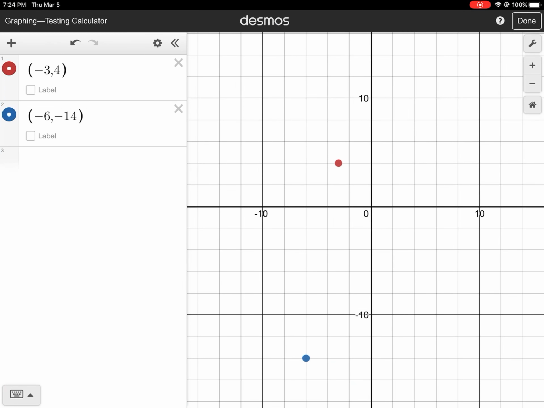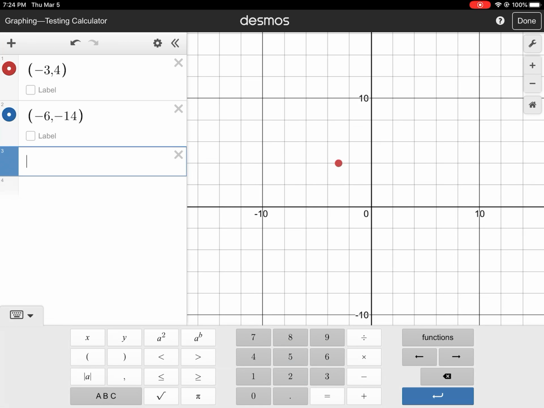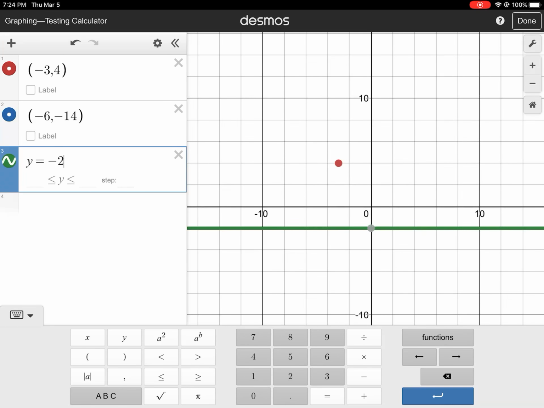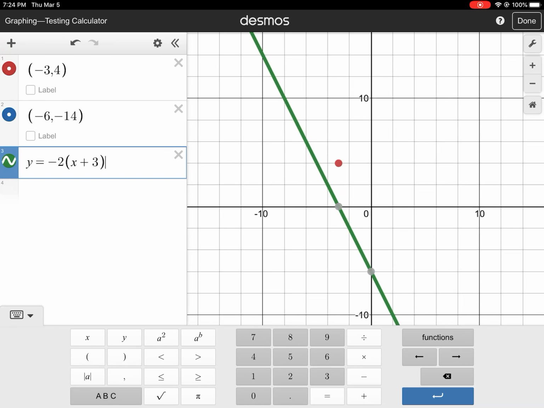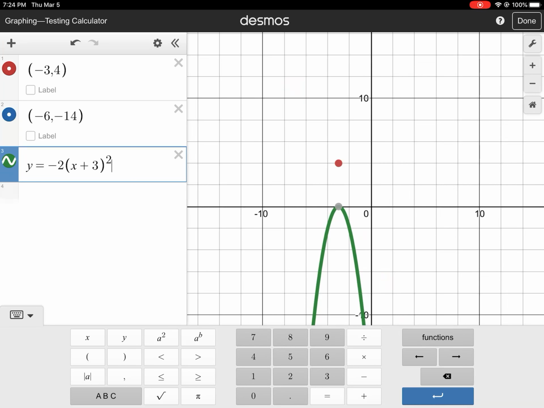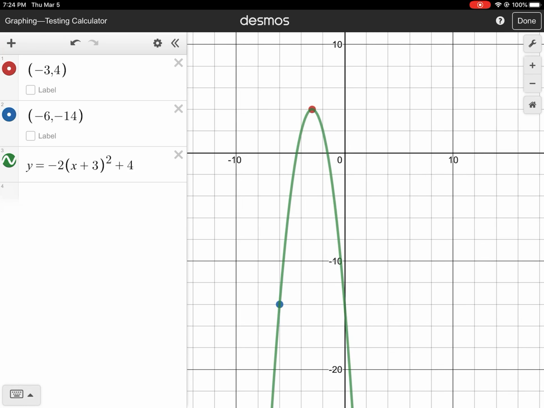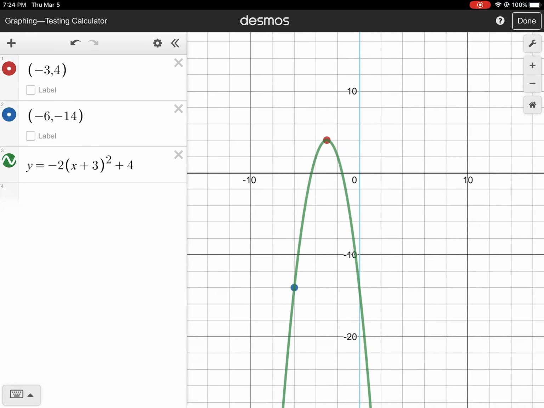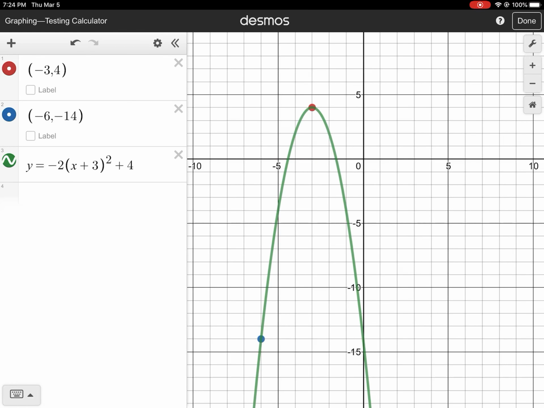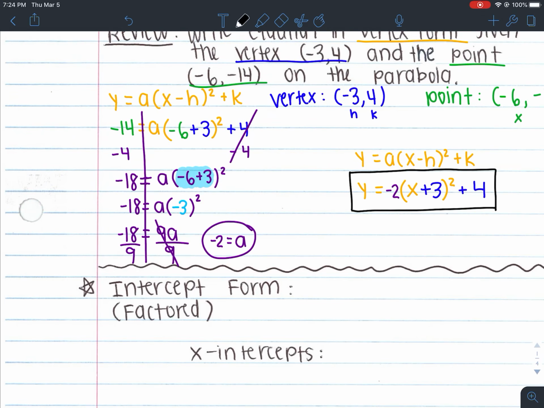So I'm going to go to Desmos. Now remember, those are the 2 points that we were given. Y equals -2 parentheses x plus 3 squared plus 4. Does our green equation go through the vertex and the point? Yeah. The red point is the vertex up there, and the blue point is a point that goes through our parabola. So we did exactly what we needed to do.